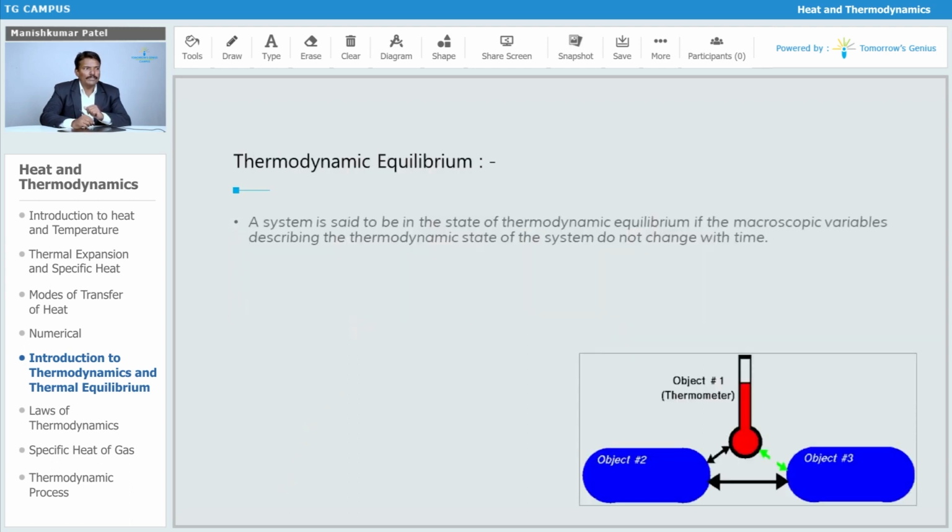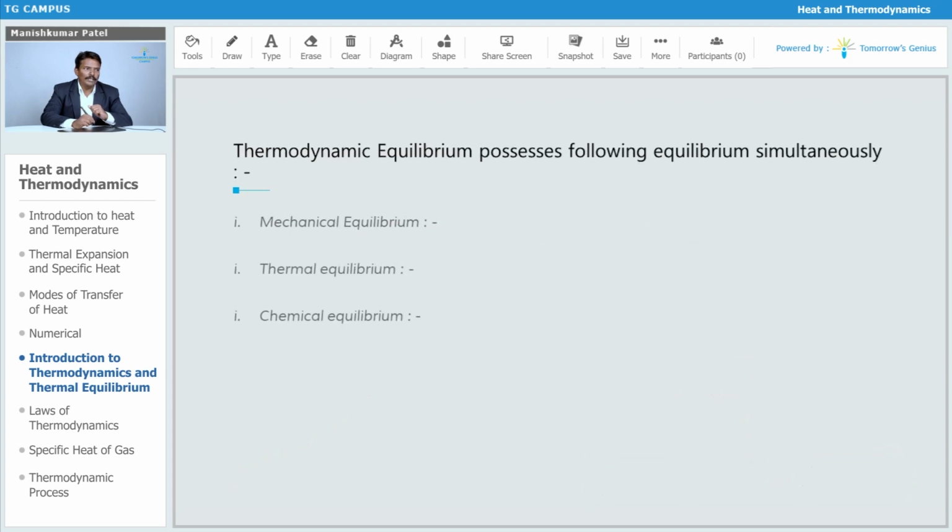This is what we have seen, thermodynamic equilibrium, the same thing. A system is said to be in a state of thermodynamic equilibrium if the macroscopic variables describing the thermodynamic state do not change with time. Obviously pressure, volume, temperature are not going to change with time. Then we can say that it is in thermodynamic equilibrium.